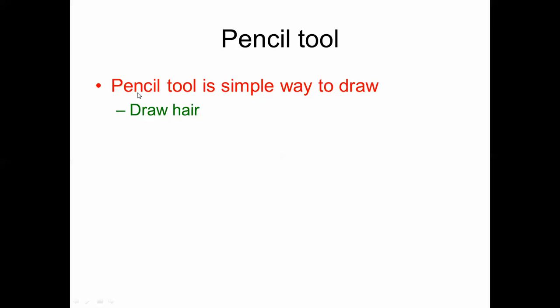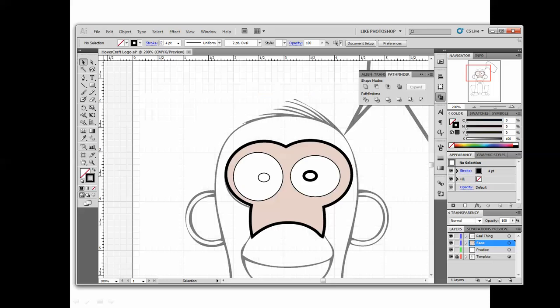The pencil tool is a simple way to draw. It's a very simple way to draw. We're going to use it to draw hair. So let's take a look at what we're going to do. Let's go to our monkey man here. So we're going to go to the pencil tool. We're going to click on that, and you can just simply draw just kind of how you're used to drawing.